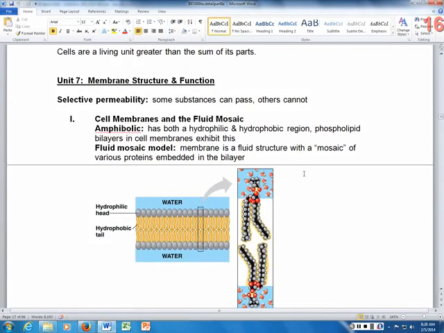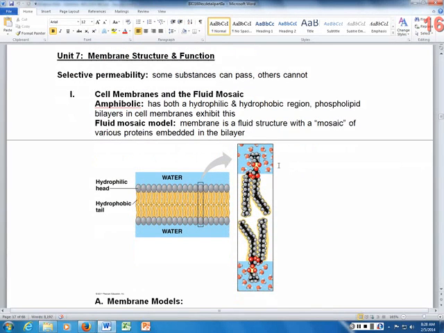So this starts chapter 7, which looks at the cell membrane. Cell membranes are going to have selective permeability. Some things can cross, some things cannot. And one of the reasons for that is it's amphipathic. It has hydrophobic and hydrophilic regions. Some parts like water, some don't. And you've got this phospholipid bilayer that helps to create this.